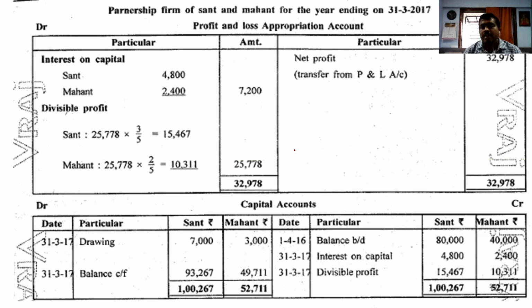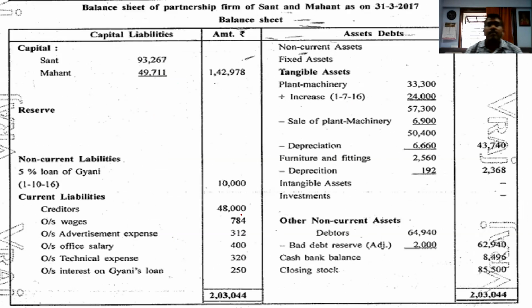Interest on capital, they have said, right? So 80,000 at 6% is 4,800, and 40,000 at 6% is 2,400, total 7,200. By balance brought forward, interest on capital we can transfer from P&L appropriation. Drawings we have already mentioned. Balance sheet: 5% loan of Gyani, 10,000. Creditors we have seen. Outstanding wages, outstanding advertisements, salary, technical and interest on loan.